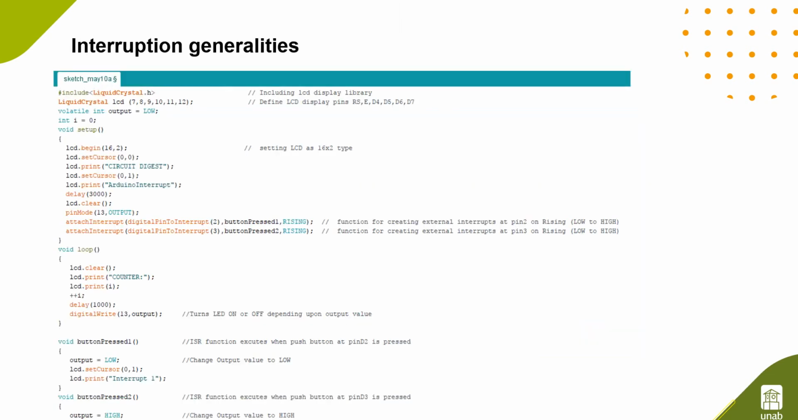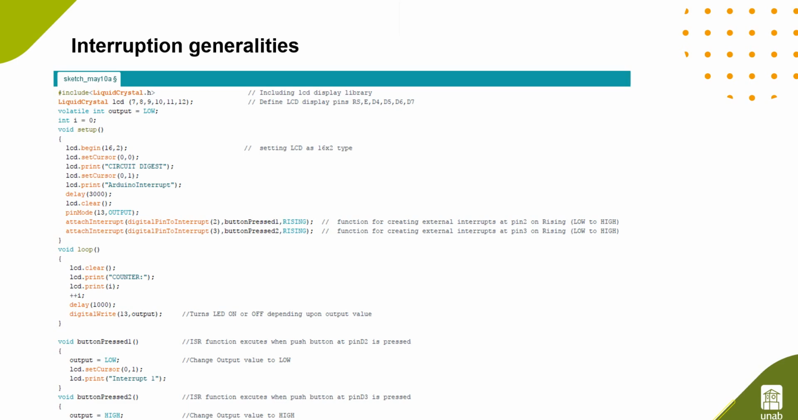This is the code that was implemented with the configuration. I have to include the library for Arduino for LiquidCrystal. So it's just the first line. I define the LCD display pins RS, E, D4 to D7, so 7, 8, 9, and 10 to 12. I declare a variable called output in LOW. I declare EI as 0, then I start my setup.